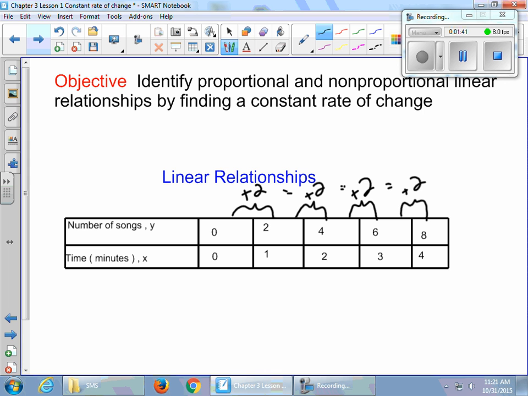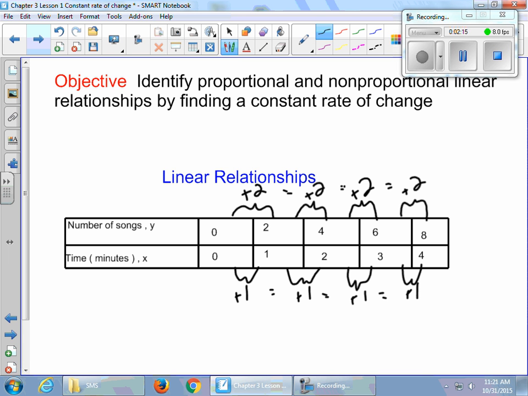So now let's look at our minutes. Our minutes go from 0 to 1, so it has a change of plus 1. From 1 to 2, a change of plus 1. From 2 to 3, once again, plus 1. And from 3 to 4, plus 1 once again. So looking at just our minutes, the time, the rate of change is 1 every time. So that would be a constant rate of change as well with the time.